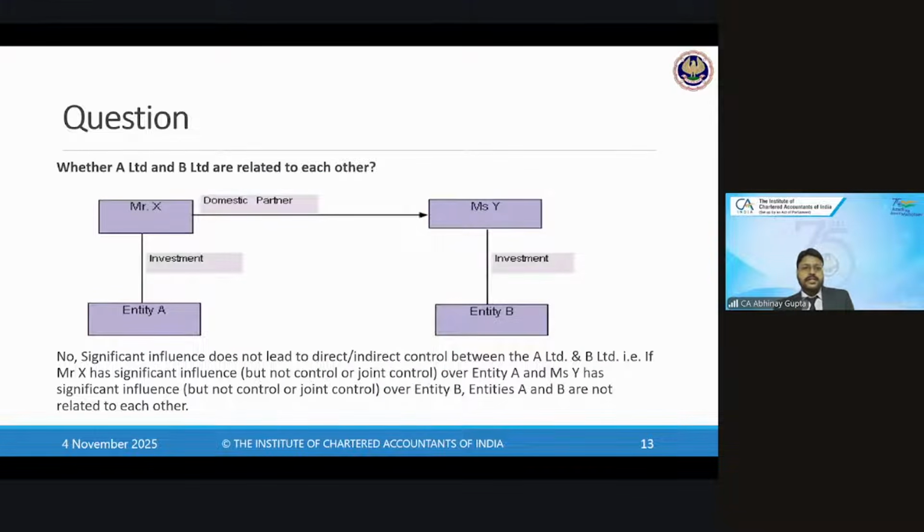Okay, let's do this. Whether A Limited and B Limited are related to each other. So Mr. X has an investment in entity A and Miss Y has an investment in entity B, and Miss Y is a domestic partner of Mr. X. So what do you think? Are A Limited and B Limited related to each other?